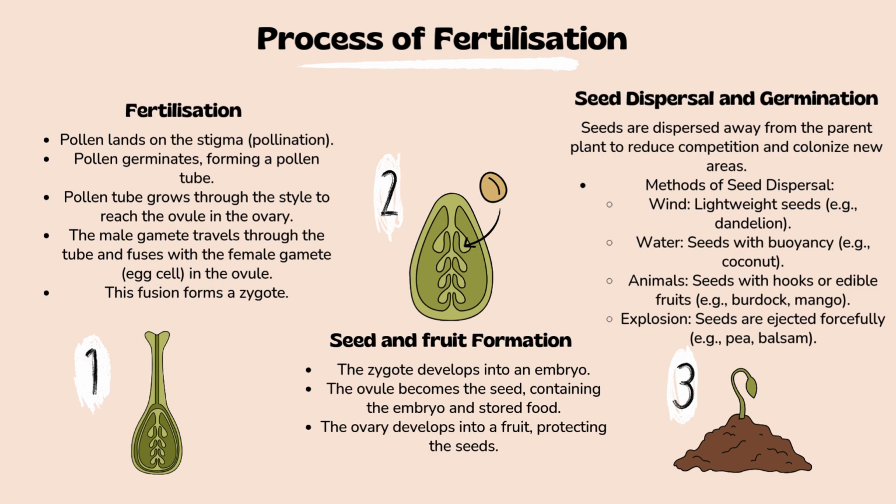Seed dispersal and germination. Seeds are dispersed away from the parent plant to reduce competition and colonize new areas. Methods of seed dispersal: wind, lightweight seeds, e.g., dandelion. Water, seeds with buoyancy, e.g., coconut. Animals, seeds with hooks or edible fruits, e.g., burdock, mango. Explosion, seeds are ejected forcefully, e.g., pea, balsam.